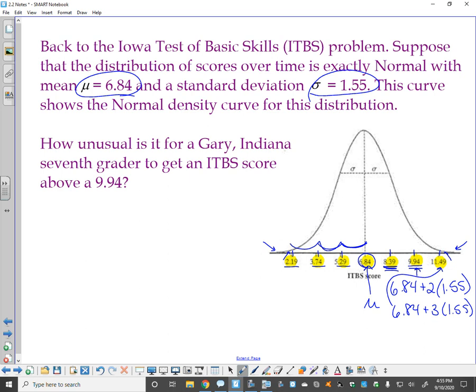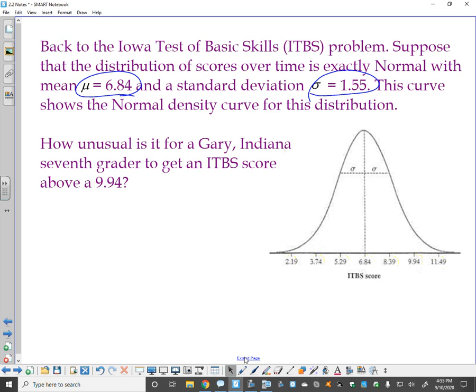Okay, now that we kind of have this distribution, how unusual is it for a Gary, Indiana 7th grader to get a 9.94? Okay, so let's look. 9.94, that puts this kid right here. And I want to know how unusual it is. Remember, the area under the curve represents all your pieces of data. So look where that kid is in relation to everybody else.